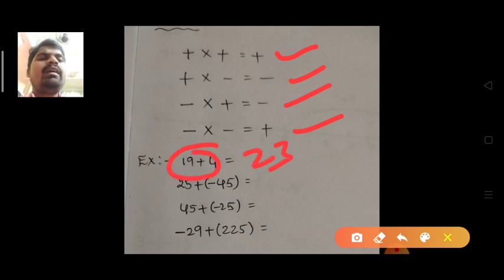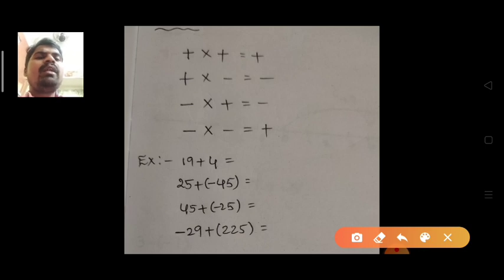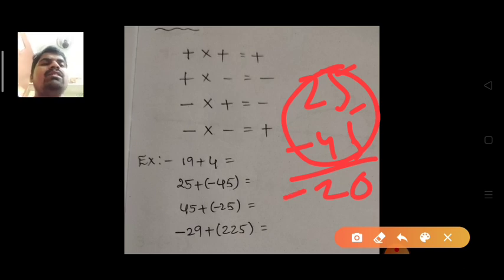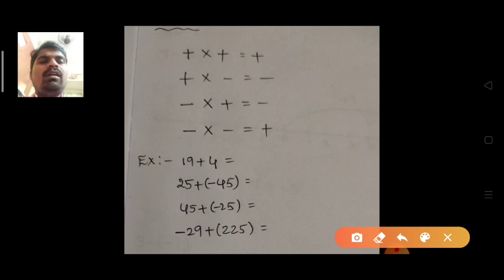The second problem is 25 plus of minus 45. Here plus into minus is minus, so minus 25 and minus 45. One is plus, one is minus, so the result is subtraction, but the big number is before the minus, so you have to write minus. So what is the answer here? Minus 20.